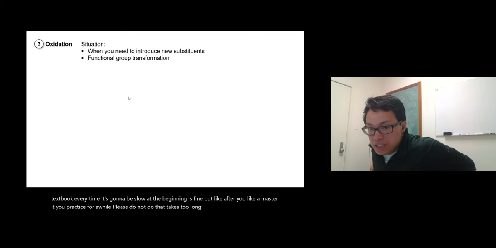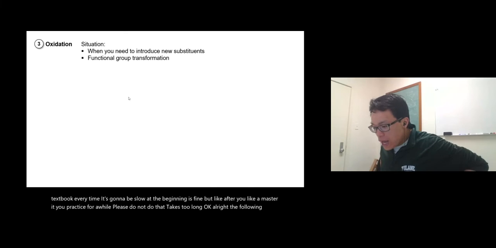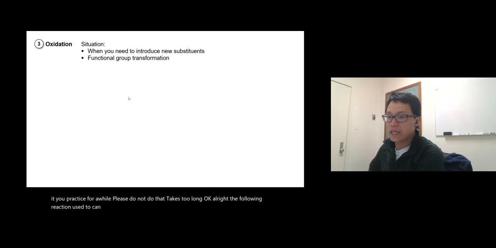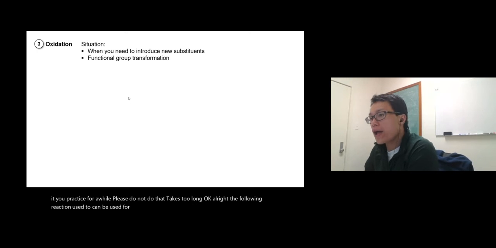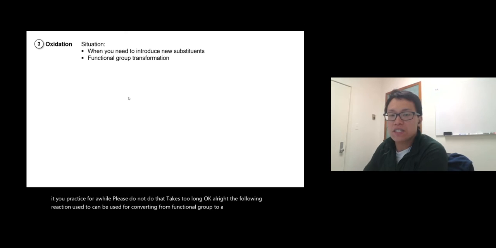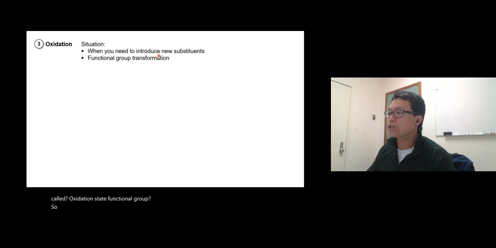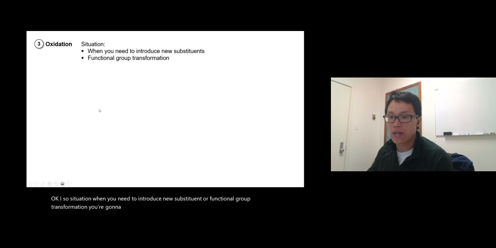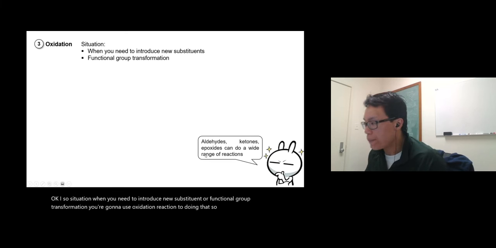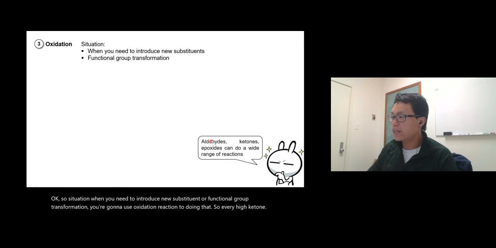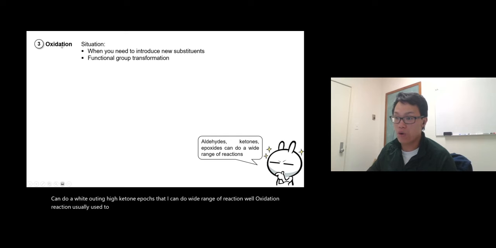All right. The following reactions can be used for converting a functional group to a higher oxidation state functional group. In situations when you need to introduce a new substituent or functional group transformation, you're going to use oxidation reactions. Oxidation reactions are usually used to make aldehydes and ketones, and we can do a lot of reactions on aldehydes and ketones, as well as epoxides.